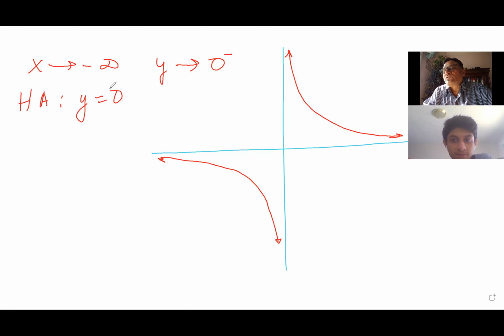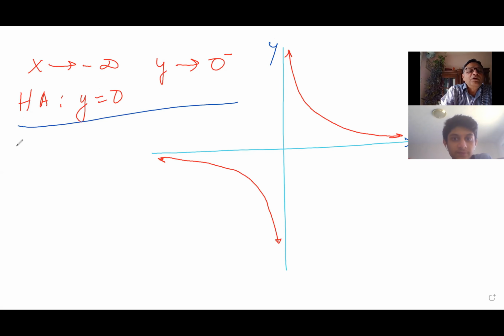Yes, sir. So basically, a horizontal asymptote is defined as follows: when the independent variable x approaches a very large value, whether positive or negative, if y approaches a real number, then a horizontal asymptote exists. Is that clear to you? So that is the horizontal asymptote.